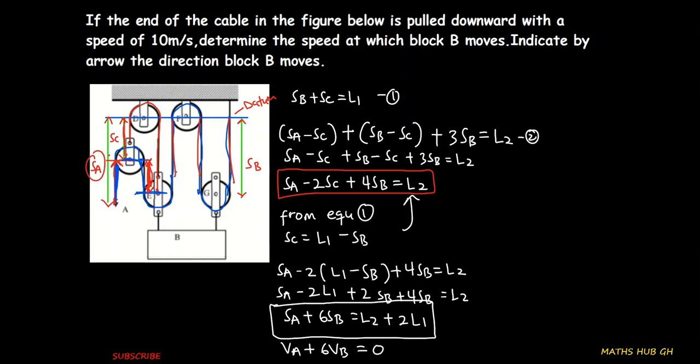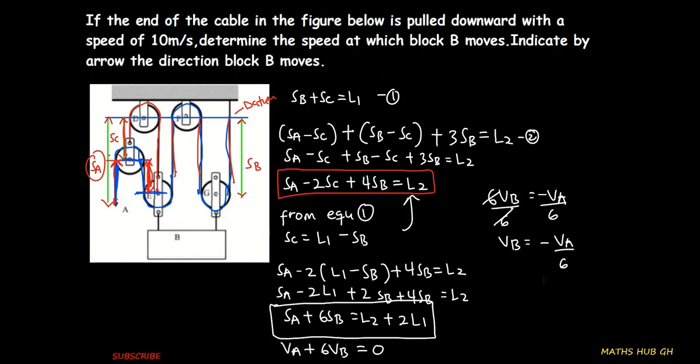So now we want to find the speed of block B. For that reason, we are going to make VB the subject. So you're going to have 6VB to be equal to minus VA. We will divide both sides by 6, so this will cancel out this. So you're going to have VB to be equal to minus VA over 6.